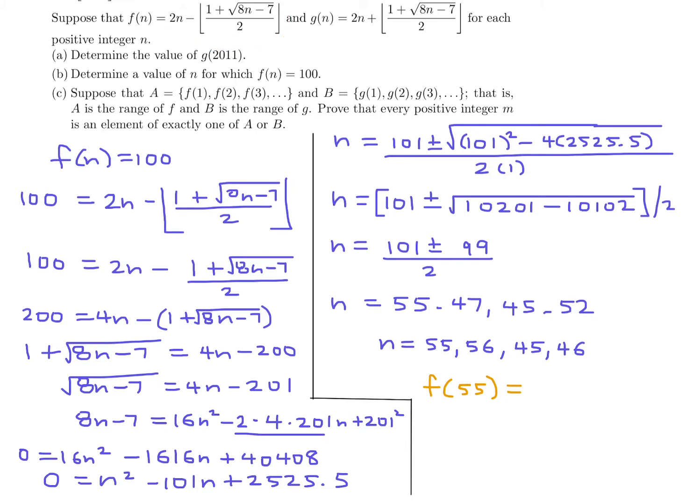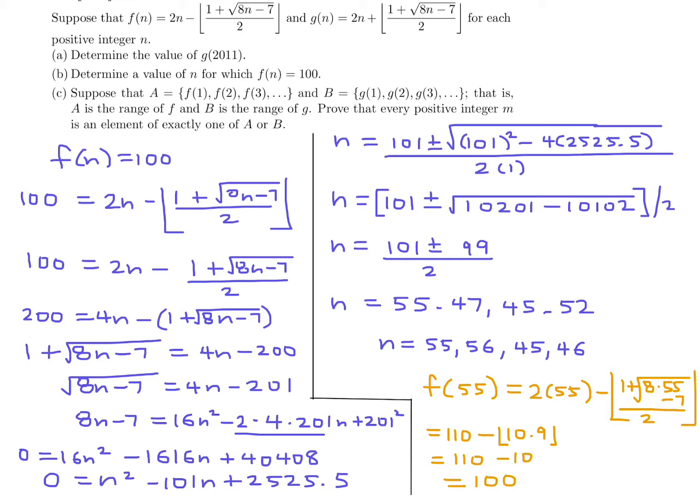You just substitute it into this formula right there. So you get 2 times 55 minus 1 plus the square root of 8 times 55 minus 7, all over 2. And don't forget that bracket. This is going to be 110. And this whole thing, when you do that math, becomes 10.9 under the bracket. And that's going to be 110 minus 10. And that, of course, is 100. So this works for n equals 55.